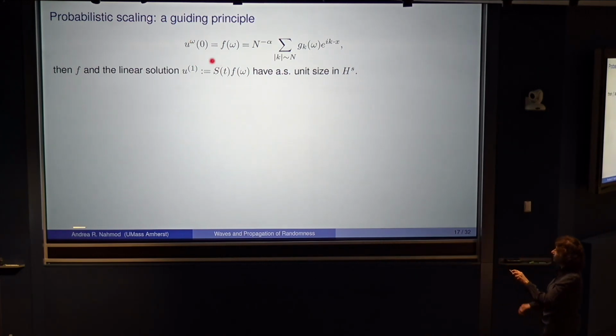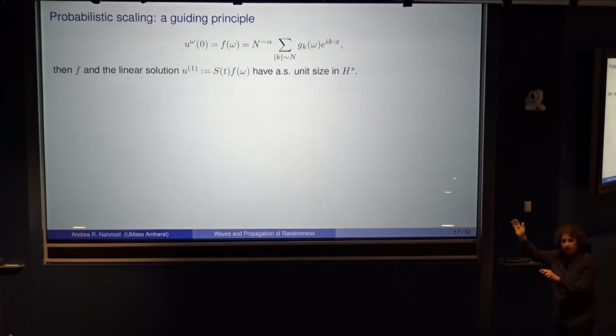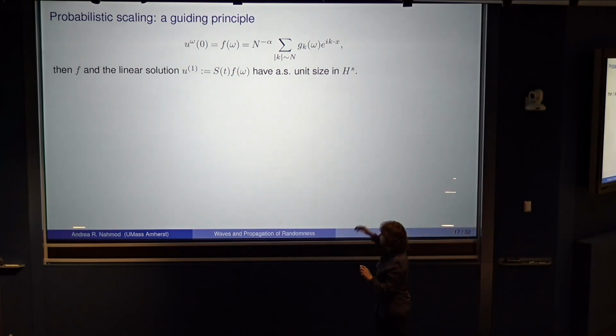So again, we take now very simple data. This is a single frequency, so I fix n, just a single frequency. And so I have the sum of some random variables at a single frequency. And this is just the normalization n to the minus alpha so that this random variable has unit size in H^s. Remember that alpha is s plus the dimension over 2. And then if you look at the linear evolution of that, the linear evolution doesn't change anything. So the linear evolution is going to look essentially the same as the data. And so that's also going to have unit size in H^s.